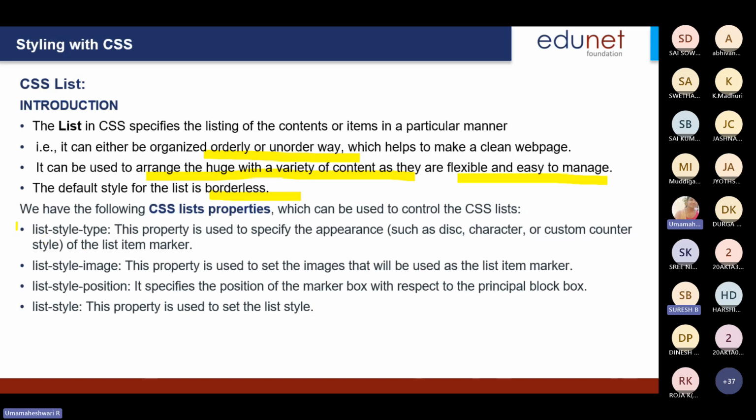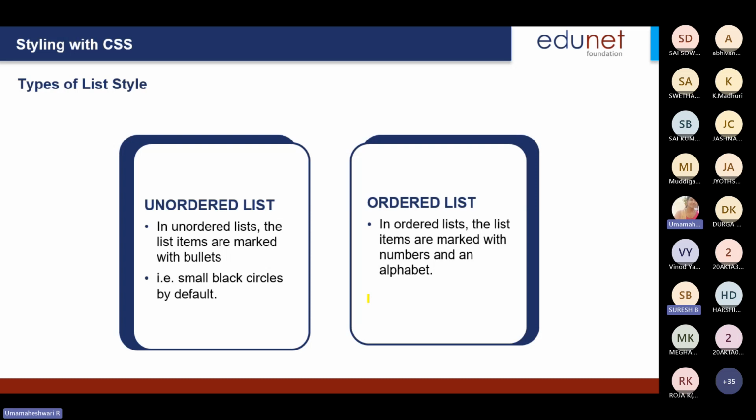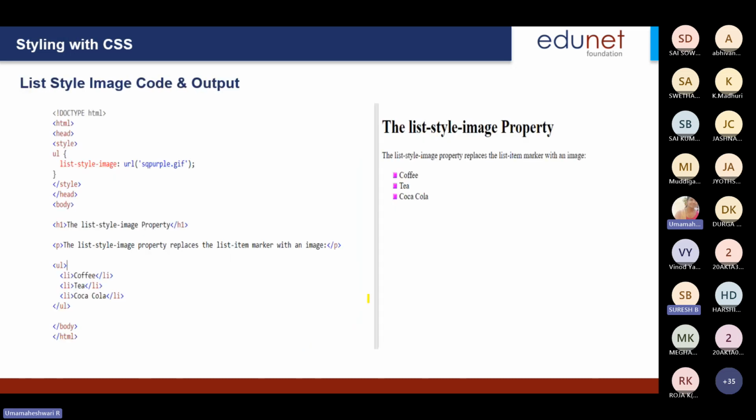Clear? So what are the different list properties we have? List style type, list style image, list style position, and list style is a shorthand property. We can use all these here. In list style type, the options we can provide are characters or any custom count also. And instead of a bullet point, we can provide some images here. List style position is where you exactly want to place the marker. Okay, let's see one by one.